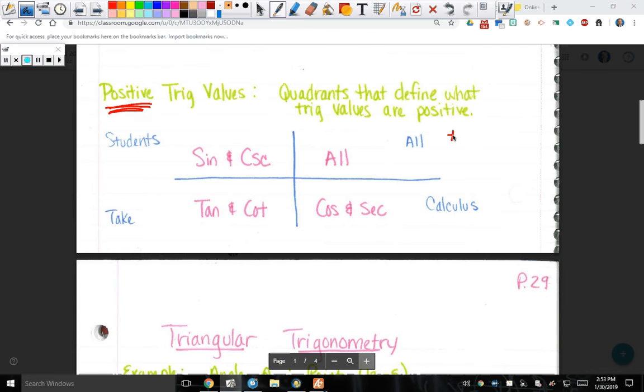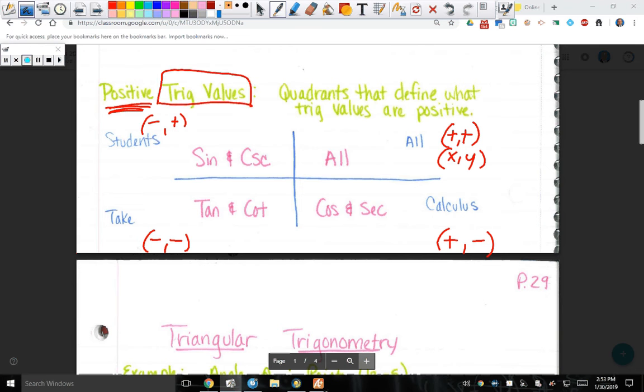Here, it's positive, positive. I'm talking about x and y. Here, it's negative, positive. Here, it's negative, negative. And here, it's positive, negative. Otherwise, a positive x and a negative y. Now, if I asked you to tell me which trig functions are positive in the first quadrant, you would say all. Here it's only sine and cosecant in the second quadrant. Third quadrant, fourth quadrant.